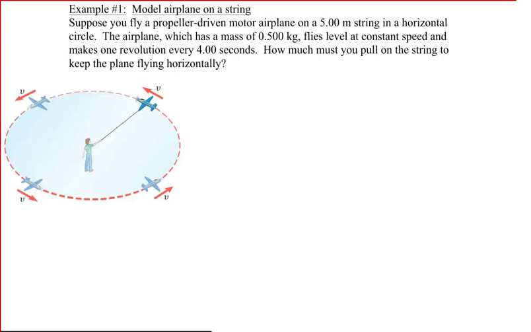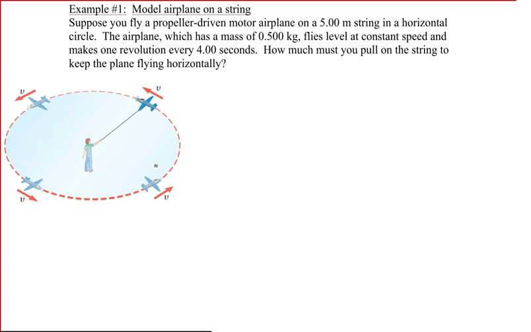Welcome to example number 1. Let's suppose you fly a propeller-driven model airplane on a 5-meter long string in a horizontal circle. The airplane has a mass of 0.5 kilograms and flies level, so it's maintaining the same altitude. It's a perfect horizontal circle.